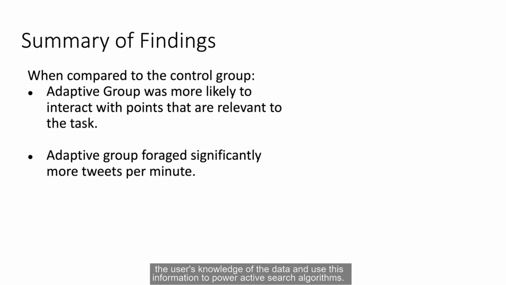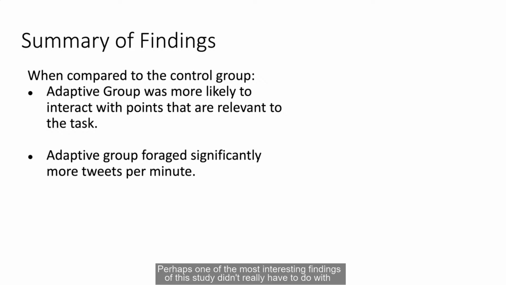Our results suggest that we can indeed represent the user's knowledge of the data and use this information to power active search algorithms. When compared to the control group, our adaptive group was more likely to interact with points that were relevant to the task. Adaptive groups also forwarded significantly more tweets per minute.